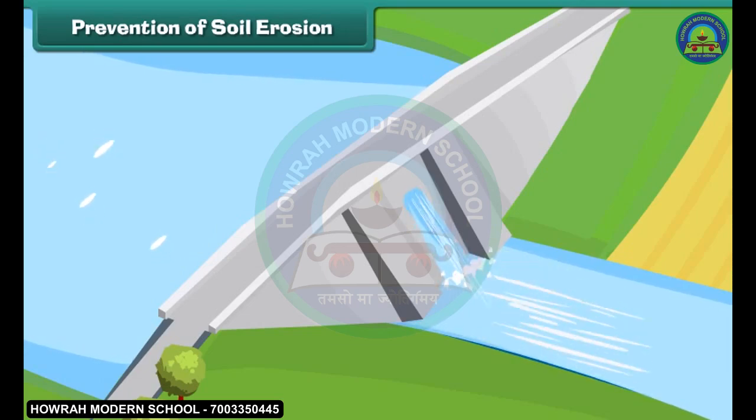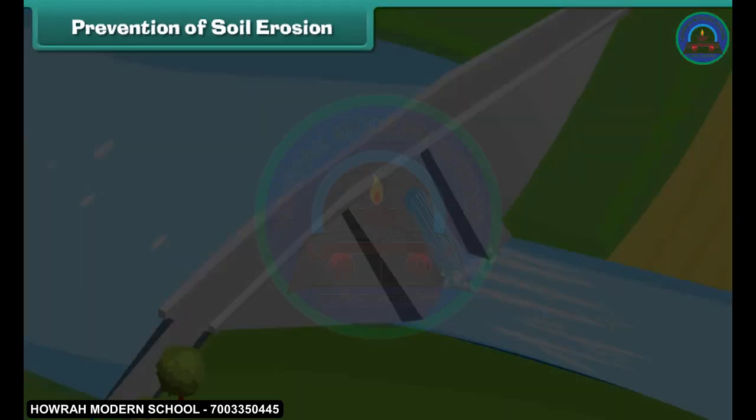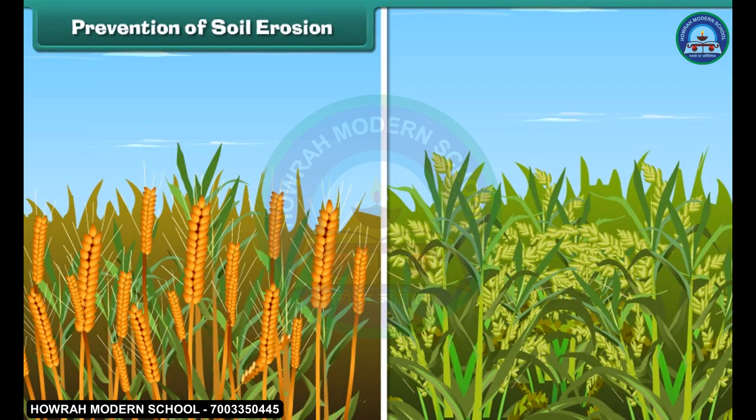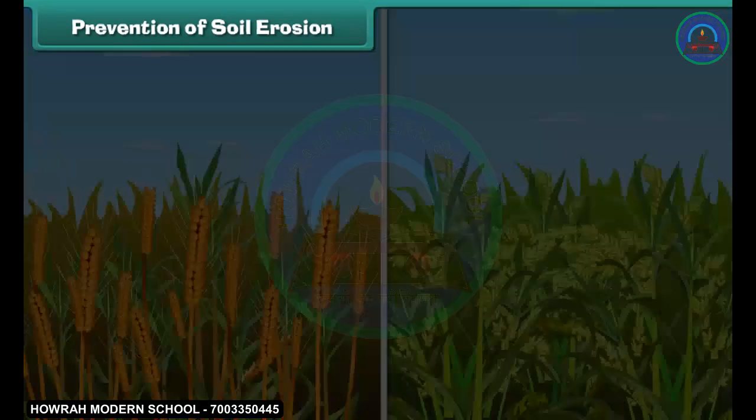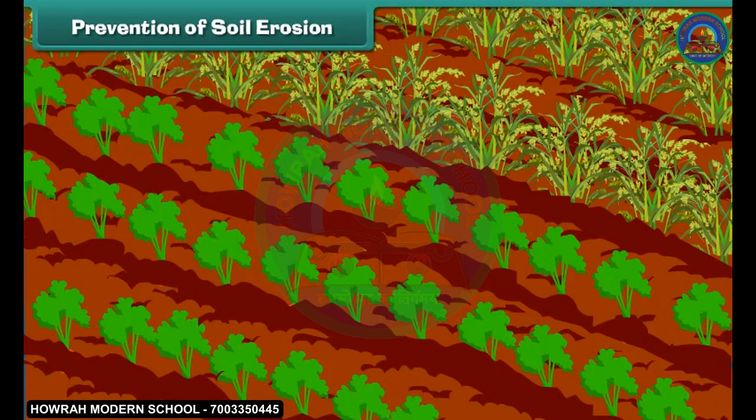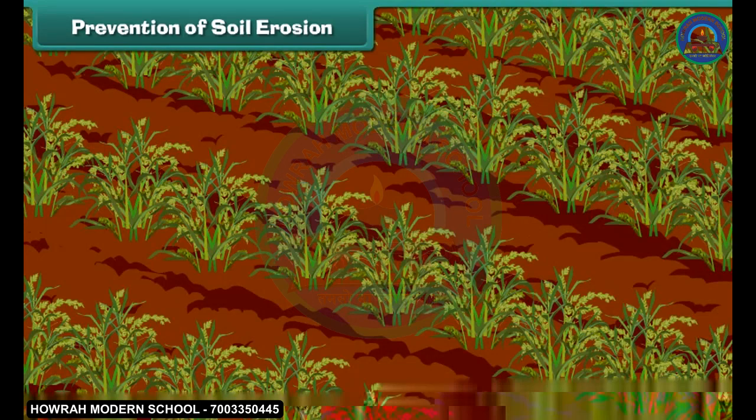Some modern techniques of farming need to be practiced. For example, different types of crops should be grown at different times on the same land. Different types of crops should be grown in the alternate rows in the same land. These practices control the loss of soil and increase the fertility of soil. Remember, friends, soil is a precious natural resource, and it is our duty to conserve it for keeping the environment healthy.